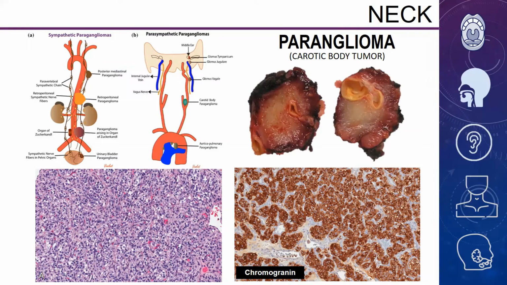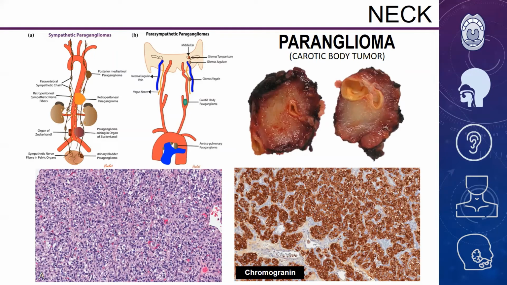the great vessels of the head and neck, or the so-called aortico-pulmonary chain, which includes the carotid bodies and the aortic bodies, are innervated by the parasympathetic nervous system and only rarely produce catecholamines. Adrenal medulla pheochromocytomas are the most common paraganglioma. Approximately 70% of extra-adrenal paragangliomas occur in the head and neck.